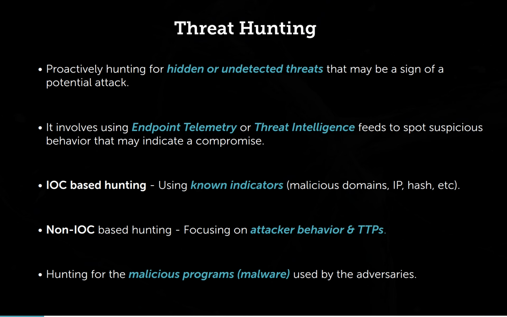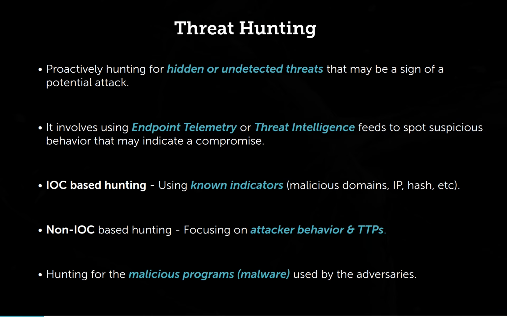Now, when it comes to threat hunting, you can classify threat hunting into two types. One is IOC-based threat hunting and non-IOC-based threat hunting. In case of IOC-based threat hunting, you will use known indicators such as malicious IP, domains, file hashes, and so on. It is a reactive approach. In case of non-IOC-based hunting, you will focus on detecting attacker behaviors, adversary TTPs, rather than the known indicators. It is more of a proactive approach.